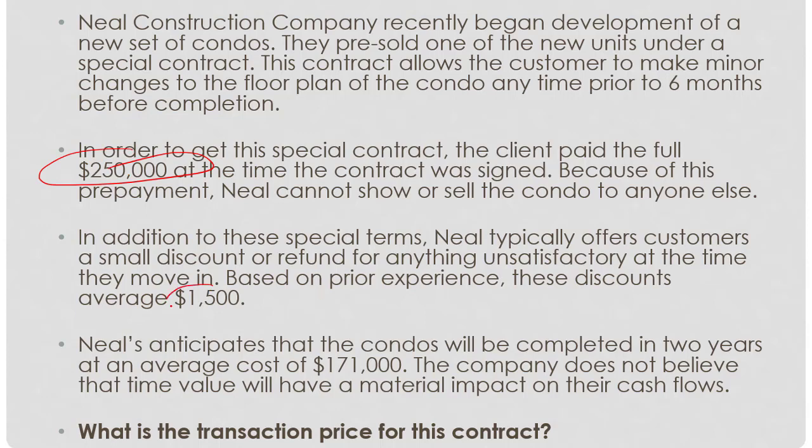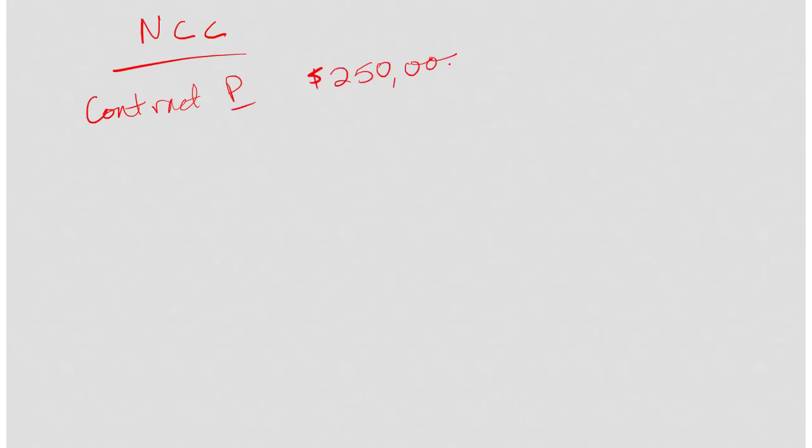And the second is that we typically have to give back 1.5 because people are not happy. So if we're going to figure out our transaction price for Neil Construction Company, I would take the contract price, which is $250,000, and I would subtract the estimated refund.